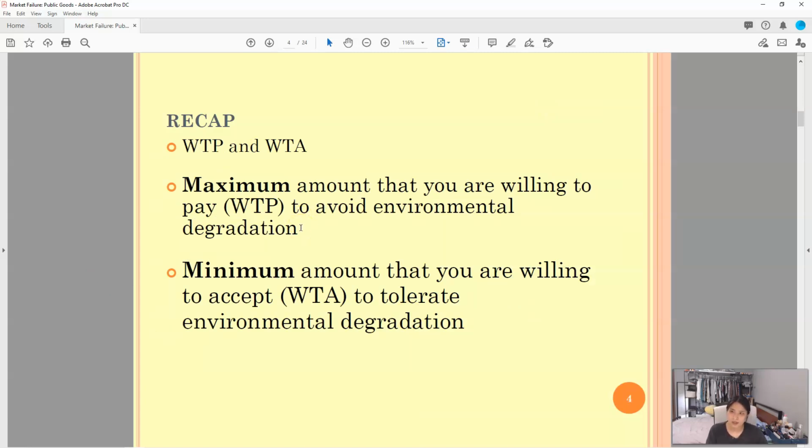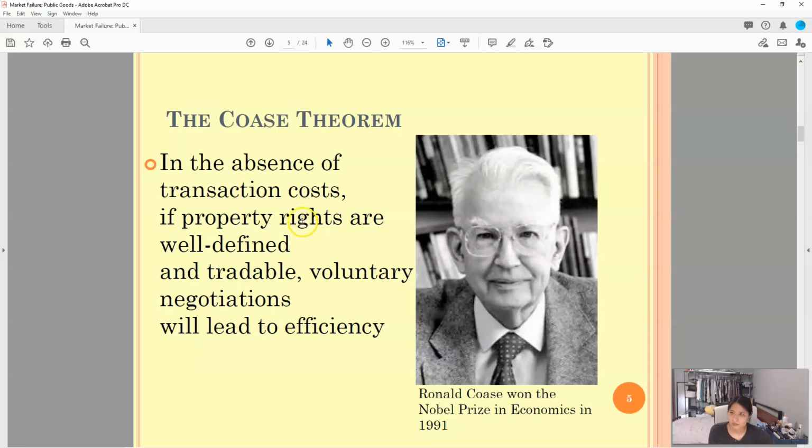Next two concepts are willingness to pay and willingness to accept. Willingness to pay is the maximum amount that you are willing to pay to avoid environmental damage. Willingness to accept is the minimum amount that you are willing to accept to tolerate environmental damage.